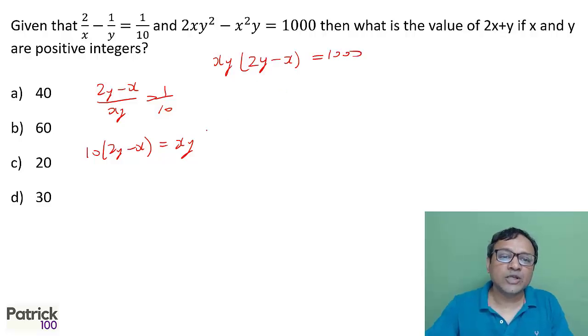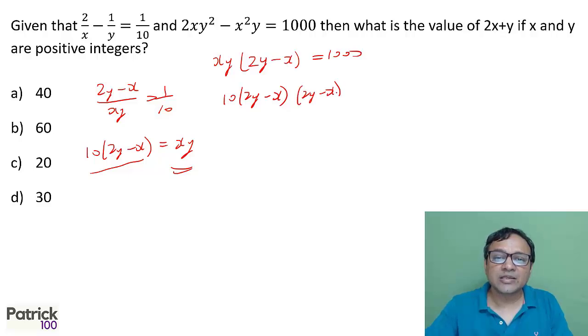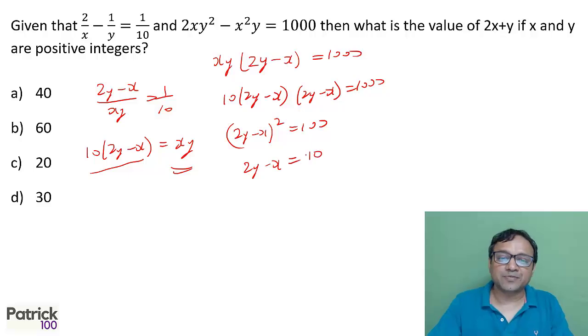If we combine the two equations, we know xy is 10 into 2y minus x. So substitute that. 10 into 2y minus x into 2y minus x equals 1000. So you can make out that 2y minus x, the whole square, is 100. Square root on both the sides, so 2y minus x is 10. So that means xy will be 10 into 2y minus x, which is 10 into 10, 100.